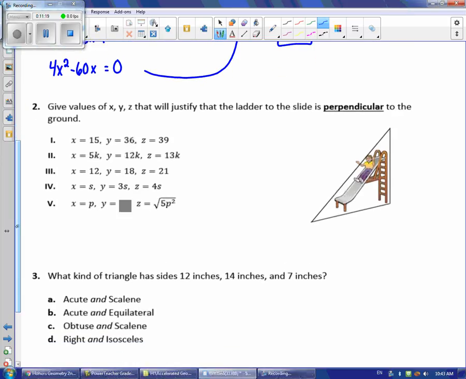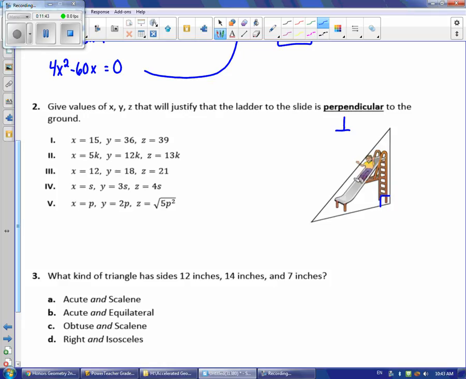Okay, next, give the values of x, y, and z that will justify that the ladder to the slide is perpendicular to the ground. Okay, perpendicular means to form right angles. So if this were to form a right angle, that means we have a right triangle here. Okay, so we need to check all of the choices that satisfy Pythagorean theorem.